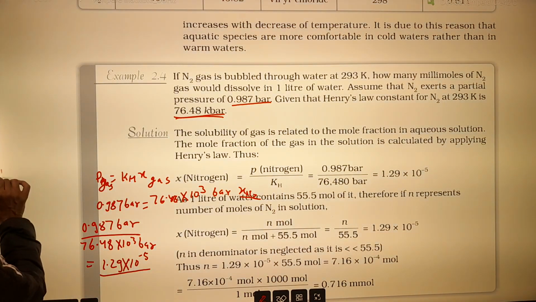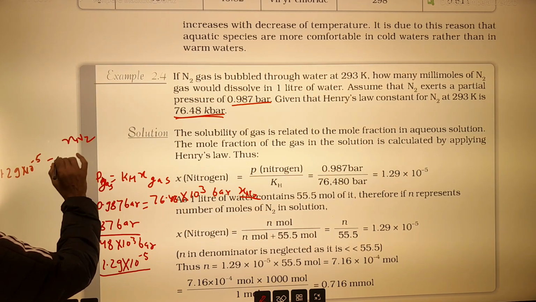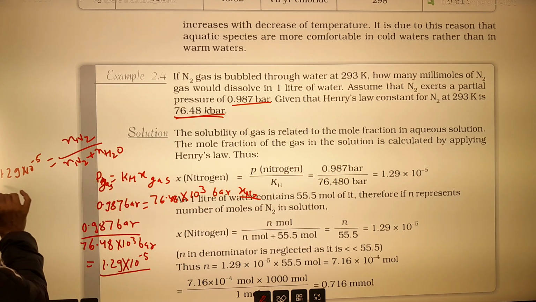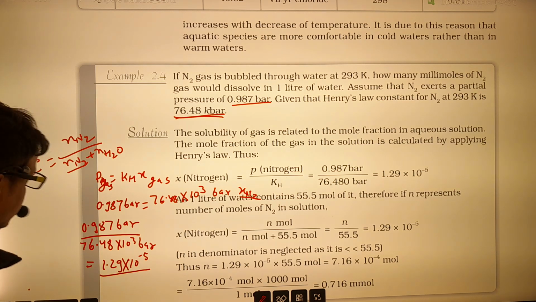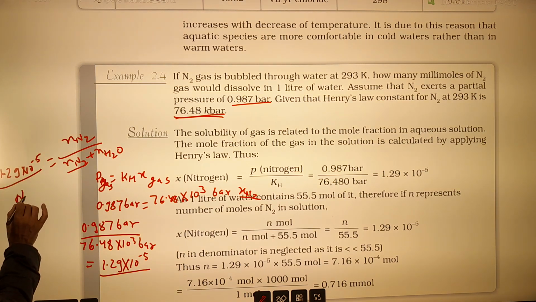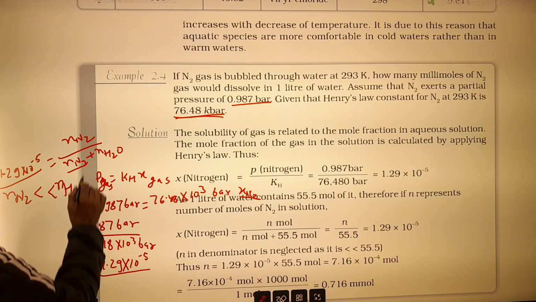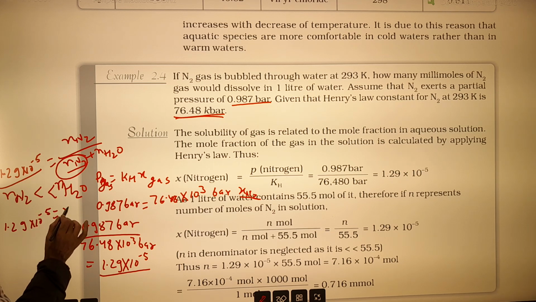So 1.29 into 10 power minus 5 equals the number of moles of nitrogen upon the number of moles of nitrogen plus the number of moles of water. Now this mole fraction is very small. That means a very small number of moles of nitrogen has dissolved in water, so the moles of nitrogen will be much less than that of water. So you can ignore it. So 1.29 into 10 power minus 5 equals the number of moles of nitrogen upon the number of moles of water.